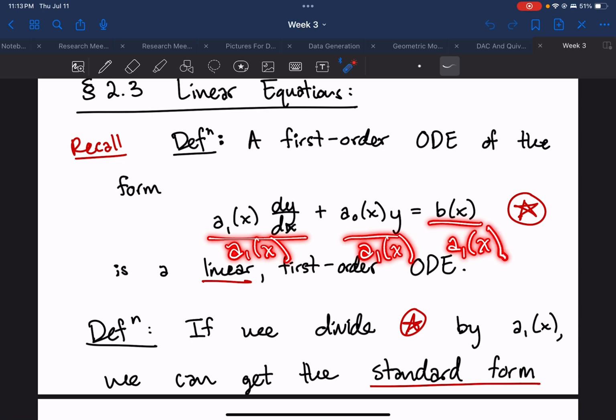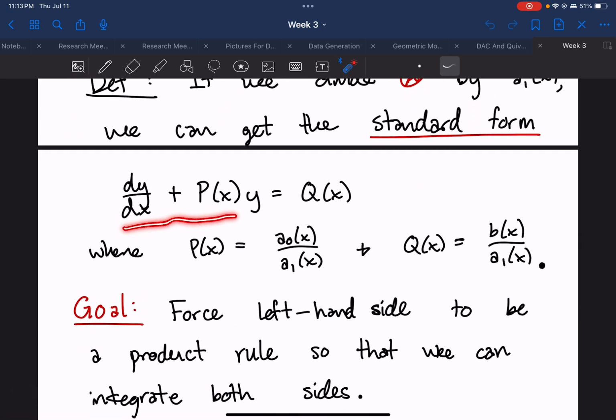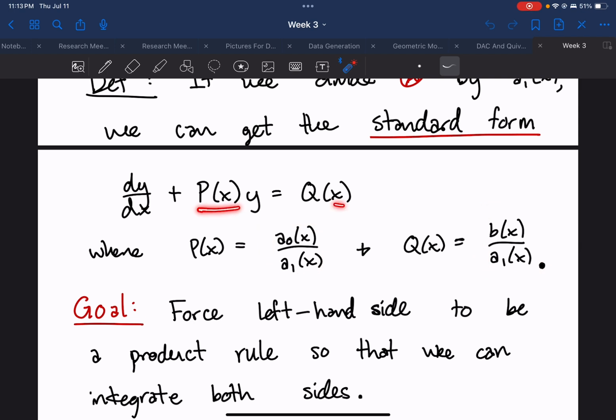then we're going to put this into what's called standard form. Standard form. And that looks like this. Sorry, dy dx plus some function of x times y equals some function of x. Where p is technically this and q is technically this. But that doesn't really matter. What matters is that this is just a function of x and just a function of x.